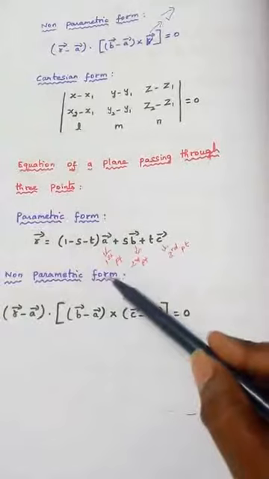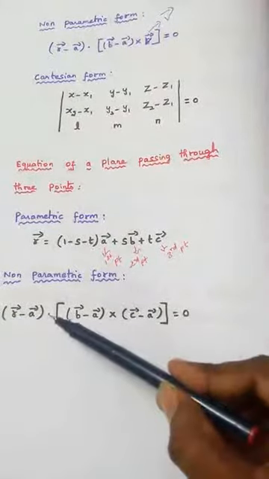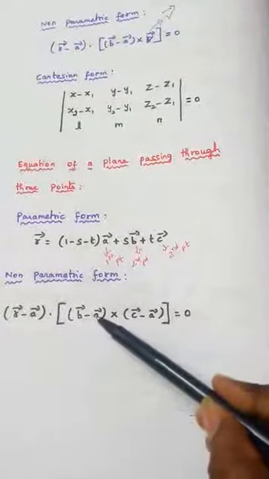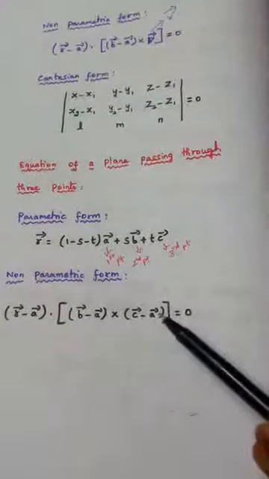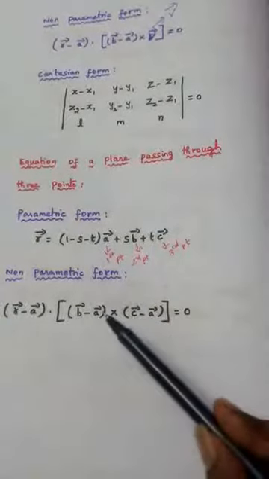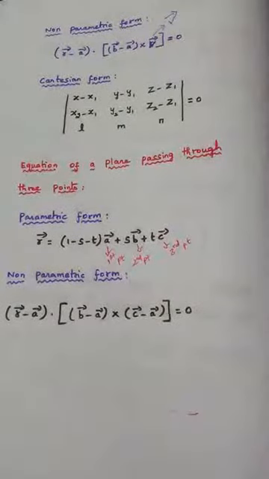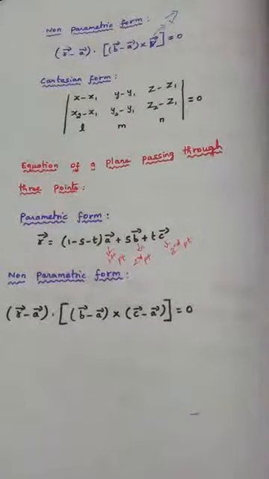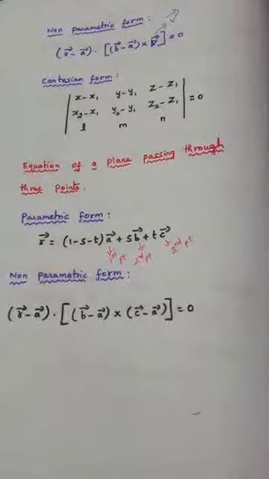Non-parametric form: here constants will not come. So (r vector minus a vector) dot (b vector minus a vector) cross (c vector minus a vector) equals 0, where a is the first point, b is the second point and c is the third point. This is called non-parametric form. What is the next heading? Can you guess? Yes, it is Cartesian form. We will see what the formula for Cartesian form is.